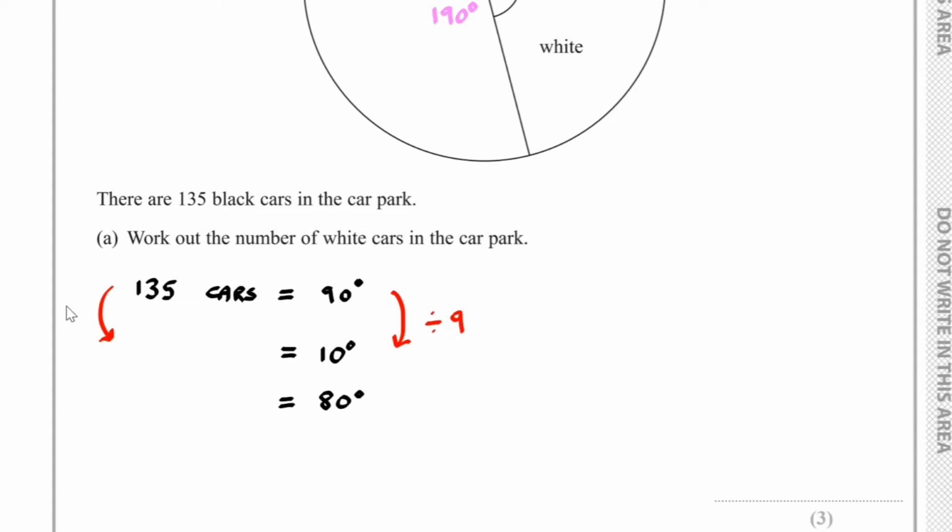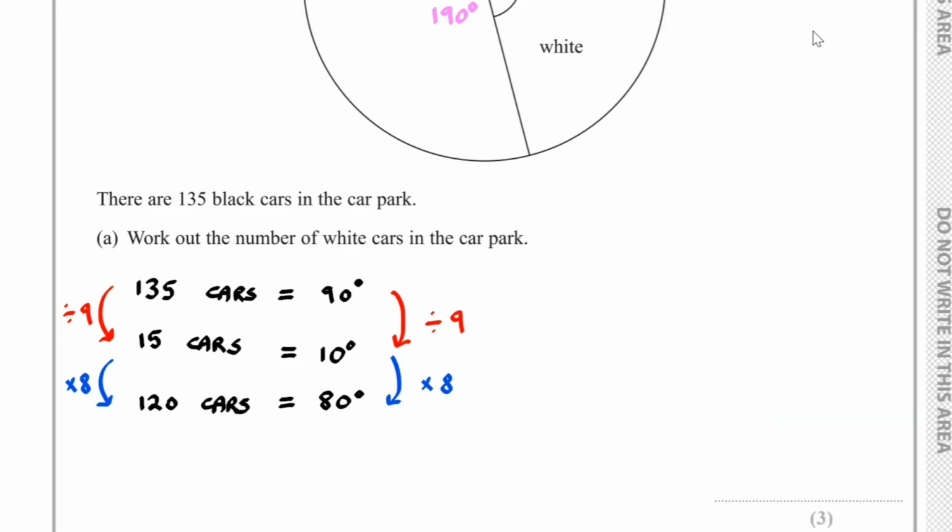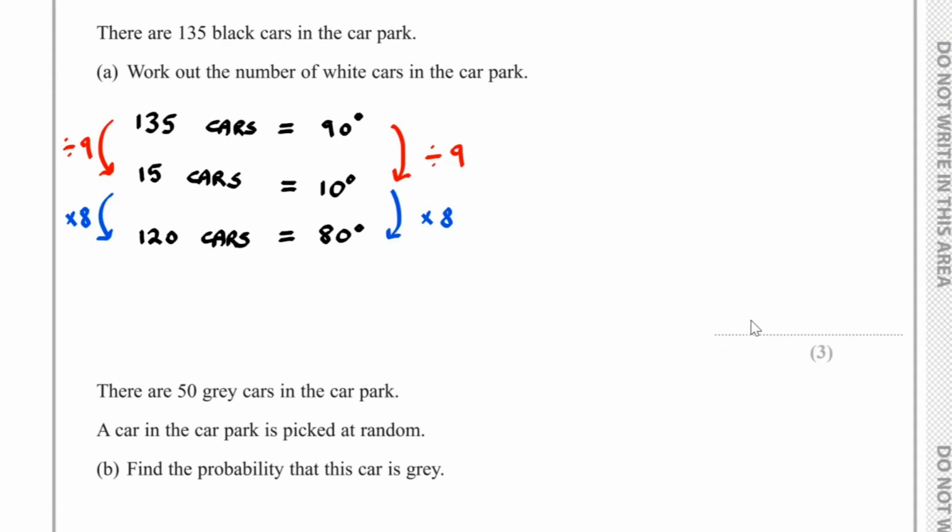Now, we know that 135 cars corresponds to 90 degrees. And what we have to do is find out the number of white cars. We want to find out what 80 degrees represents. Now, for us to work out what 80 degrees represents, we can first of all work out what 10 degrees represents. And we can do this by dividing by 9. So if I do 135 divided by 9, we get 15. So I have 15 cars, and that represents 10 degrees. And now if I times this by 8 to work out what 80 degrees is, 15 times by 8 is 120. So I've got 120 cars, which is representative of 80 degrees.